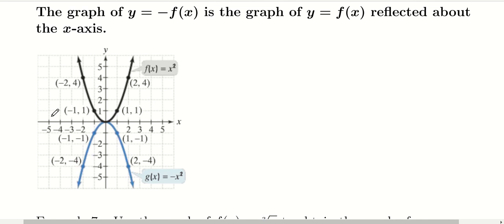In essence, what you're doing is taking every y value from the original graph and changing its sign to the negative of f of x. The effect that that has is, for example, if I look at the point that was at 2, 4, if you reflect that by changing the sign of the y coordinate, the point that we would now get would be 2, negative 4, which is simply reflected across the x-axis. So multiplying on the outside of the function by a negative creates an x-axis reflection.